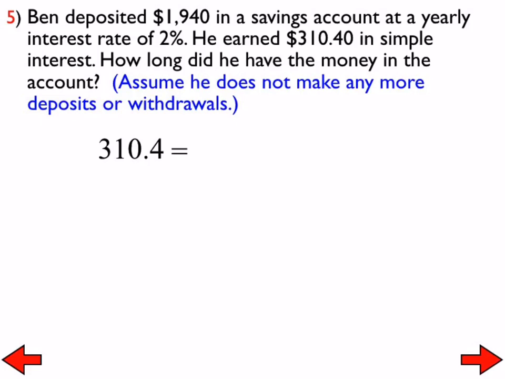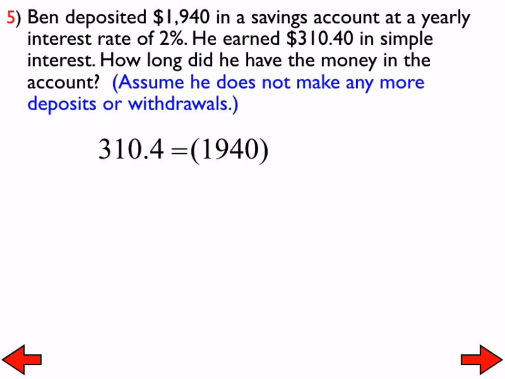Now, I want to bring up something because there could be a situation where it said the amount of money that Ben has in his account right now is, I'll just throw this out there, $2,200. So if it said that, you would have to figure out how much simple interest was earned, which would be the total amount in the account minus the principal. So you have to think about that, okay?